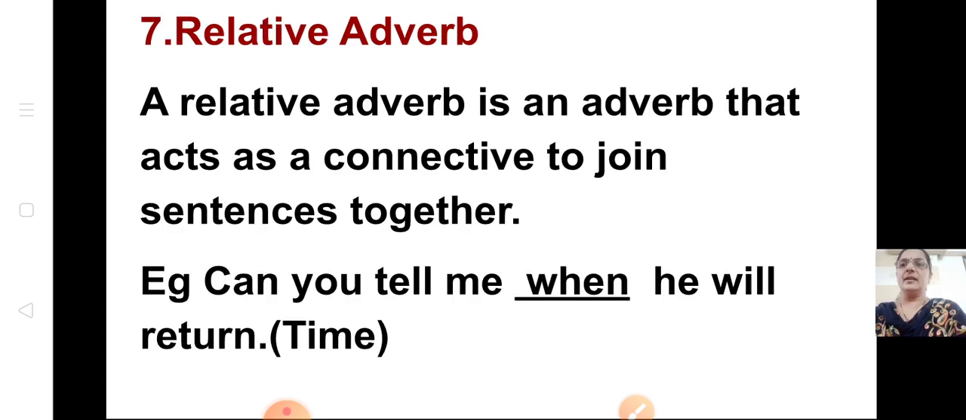Then relative adverb. A relative adverb is an adverb that acts as a connective to join sentences together. It will join sentences. Example I have given in the written work, you can see there: Can you tell me when he will return? So it is acting as a connective. Time is there, when. But there are two parts of the sentence. It is connected, so you will call it a relative adverb.